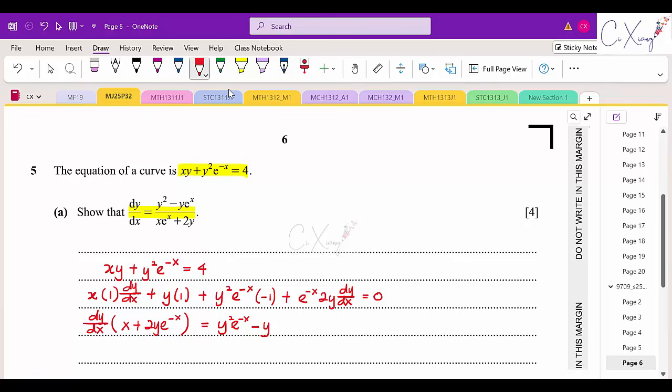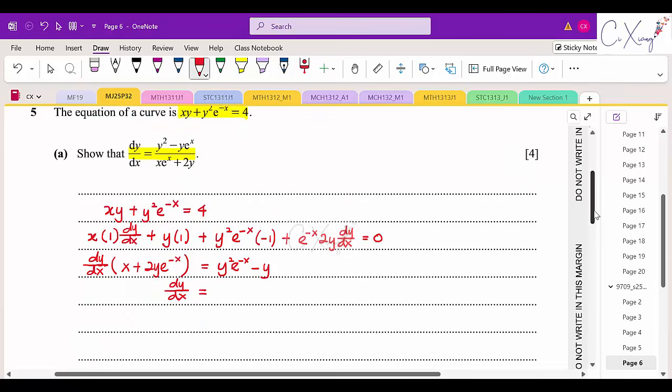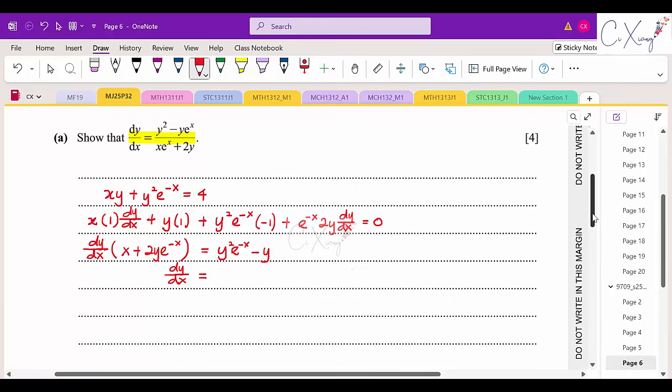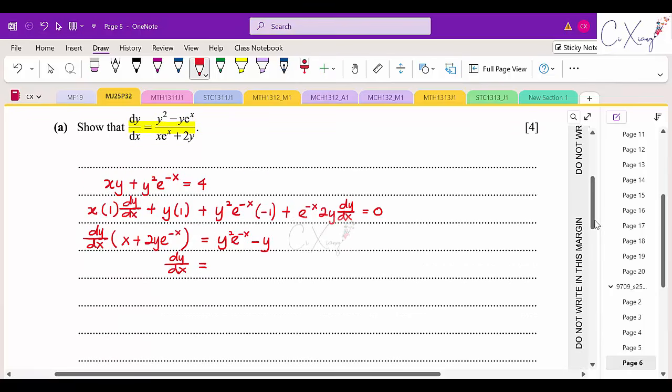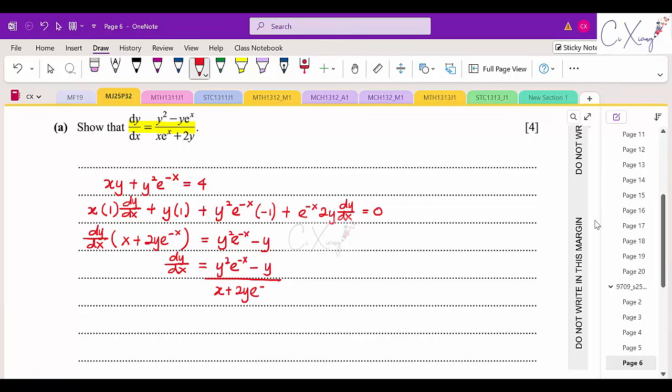Okay, then after that, bring all the other terms to the right hand side. And this is what I get. I will be having y squared e power negative x minus y, minus x, then minus y, divided by x plus 2y e power negative x.